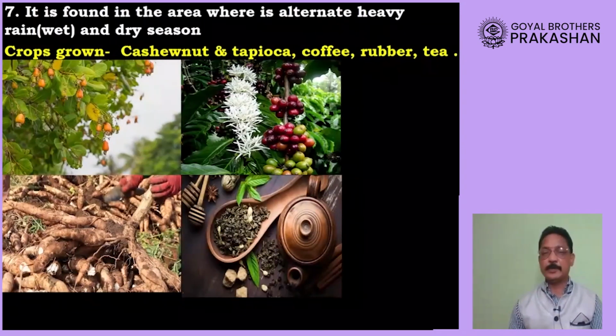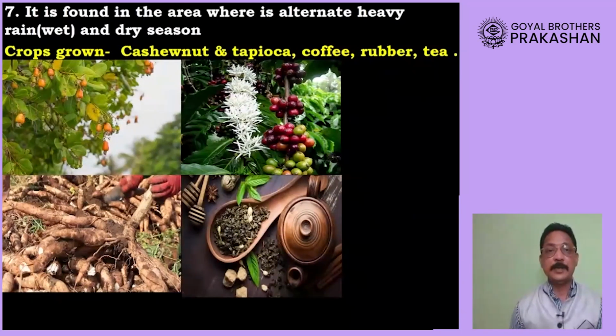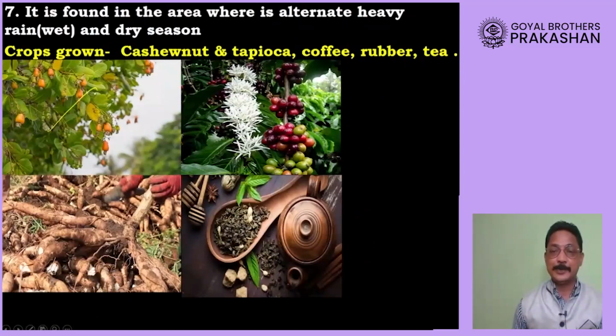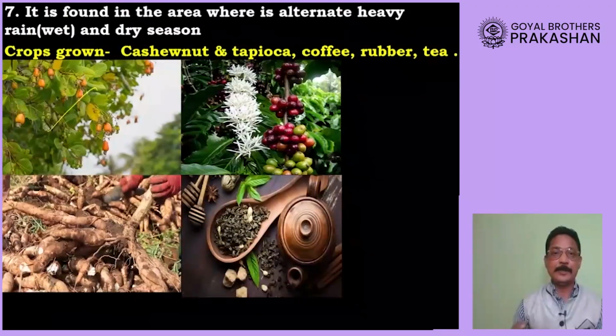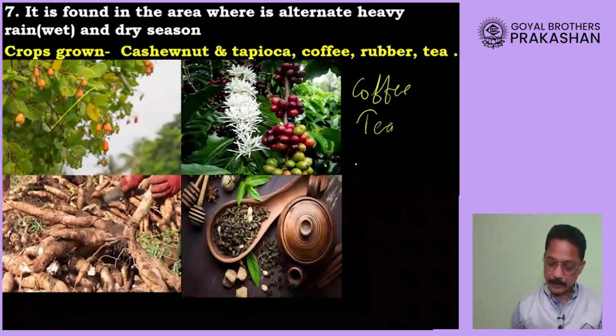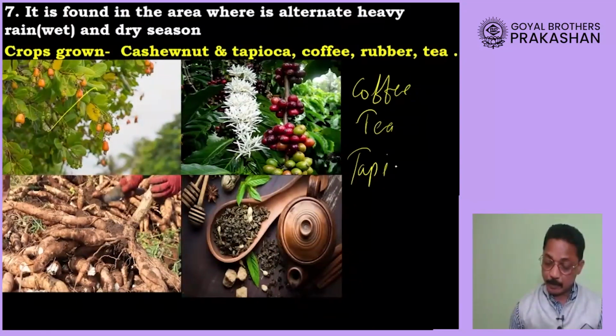As we have seen, this soil is not very fertile, but still we can grow some crops in it. The first crop that you find here is cashew nut. I hope you are aware that cashew nuts of Goa are very famous, and Goa also has this soil in abundance, so cashew nuts grow there very well. The second crop that grows very well in this soil is coffee. You can also grow tea in this soil, and you can also grow tapioca.